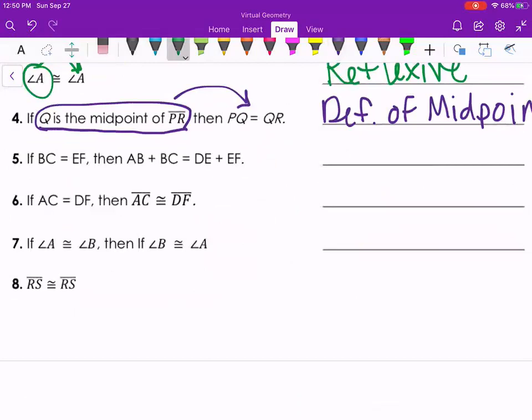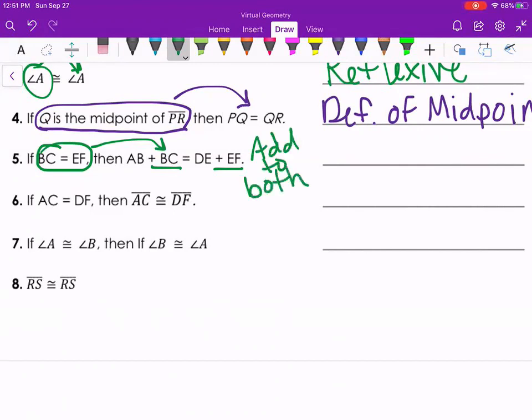All right, so number 5, if the length of BC equals the length of EF, then what's going on over here? Well, notice BC is being added to the left and EF is added to the right. Well, if they are equal, you are still adding the same thing to both sides. So even though this one isn't listed in my above properties, it's still a property. We've looked at those last week. So this is technically the addition property.